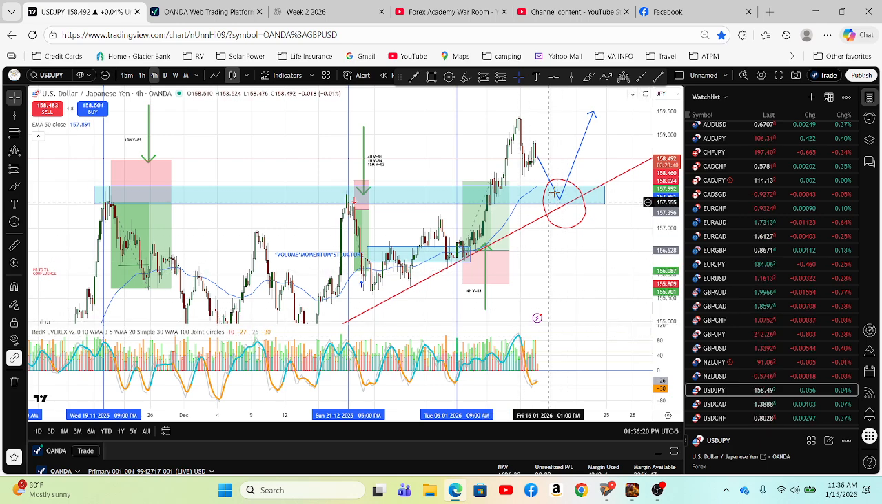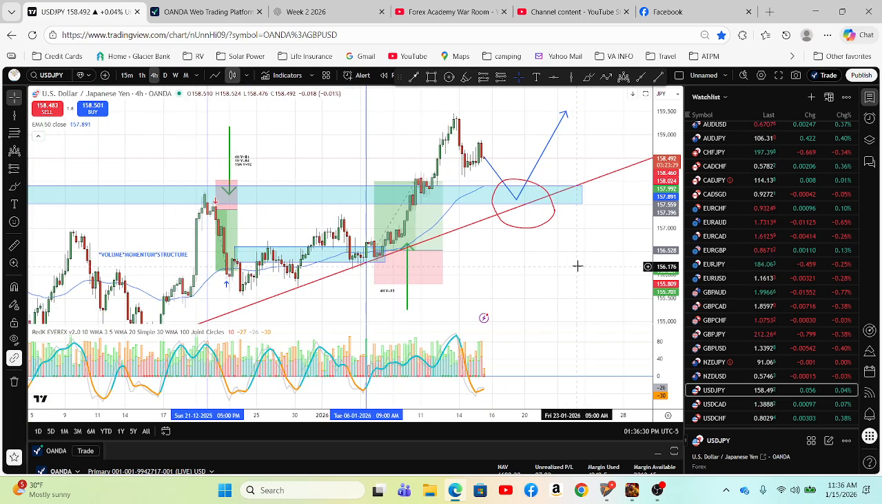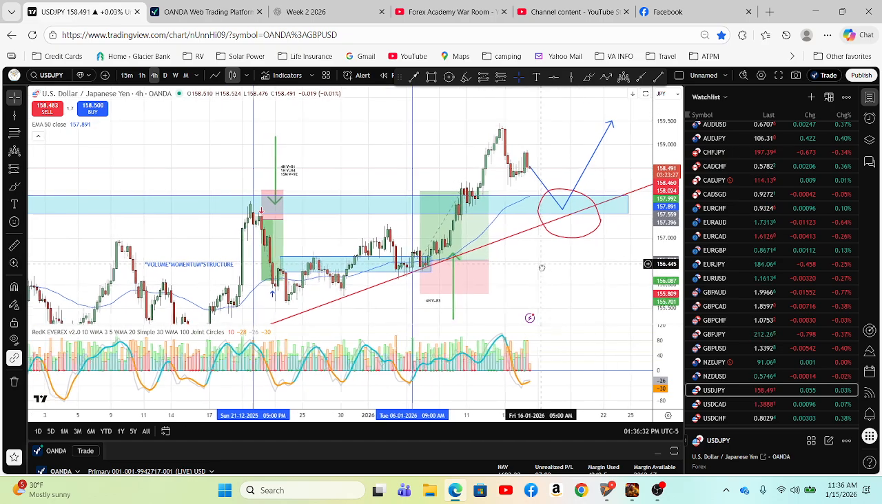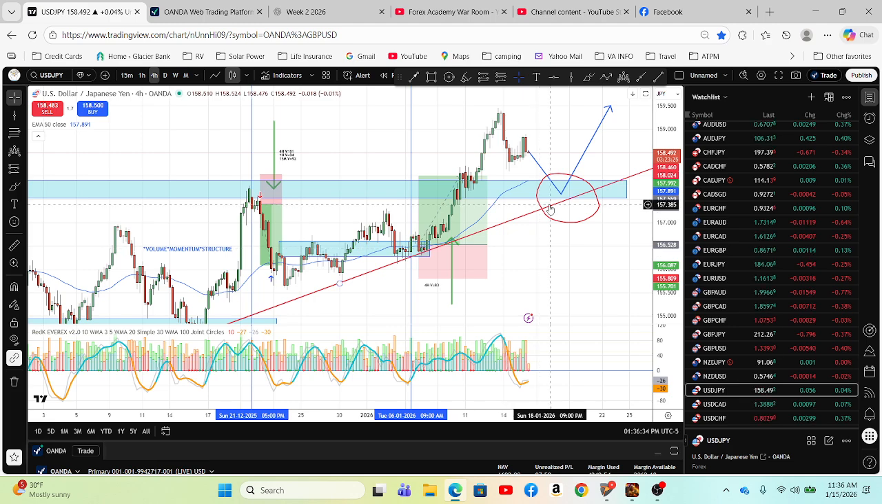Finally, if we have structure and rejection and momentum, then and only then do we start looking at volume. Now, why is that important? Because volume tells us when buyers are stepping into this market. They can't help it. It's a trigger in the system. You look at volume, what does that tell you? It means a lot of people are getting in the market.